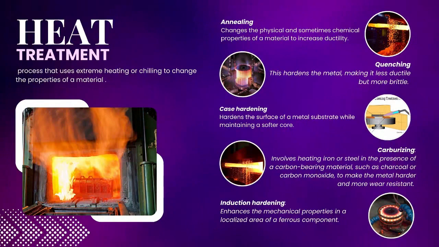Third, hardening and tempering. It strengthens the metal from the surface to the core. Fourth, case hardening. It hardens the surface of a metal substrate while maintaining a softer core. Fifth, carburizing. Involves heating iron or steel in the presence of a carbon-bearing material, such as charcoal or carbon monoxide, to make the metal harder and more wear-resistant. Sixth, induction hardening. Enhances the mechanical properties in a localized area of a ferrous component.